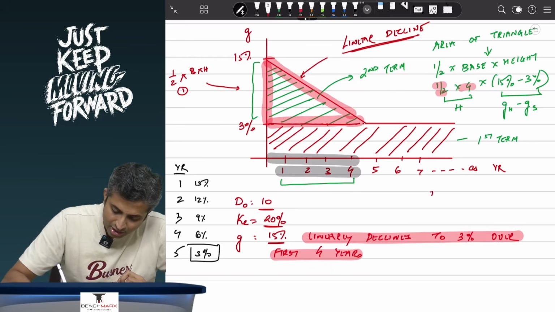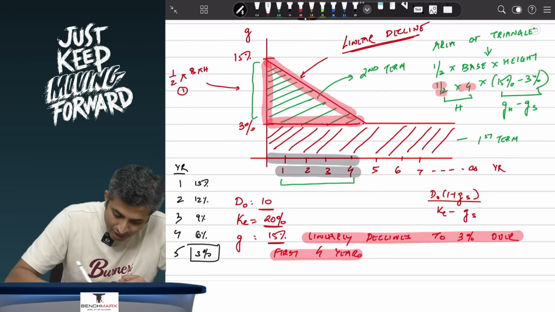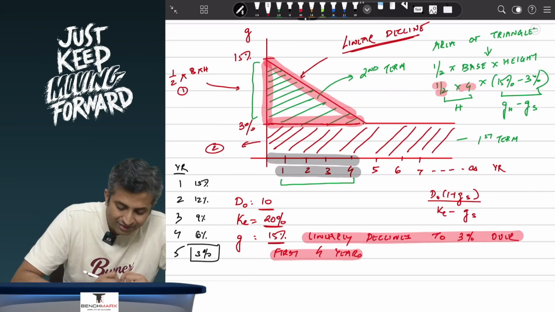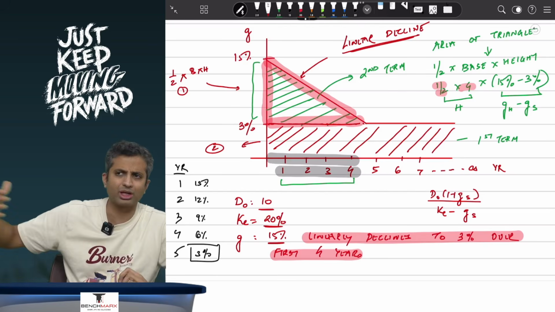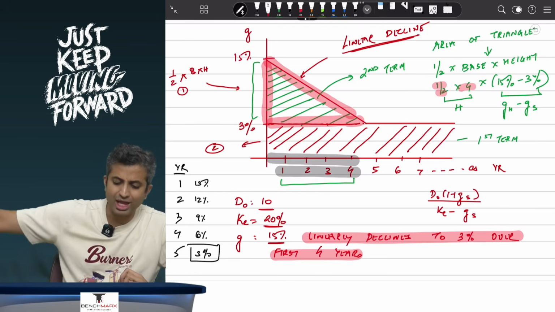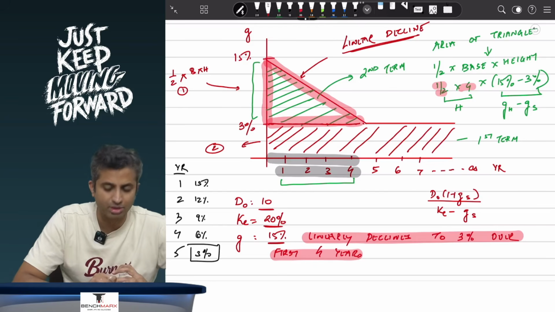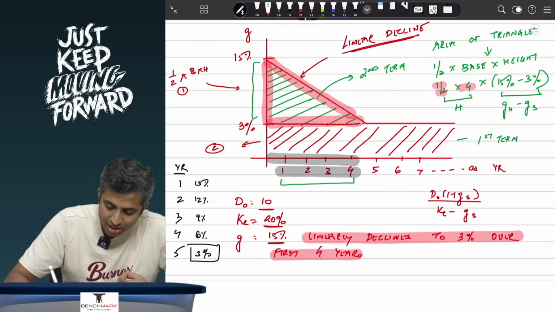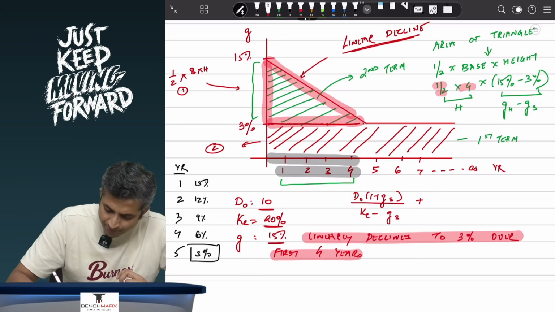So if I look at D0 into 1 plus g of the stable growth phase upon Ke minus g of the stable growth phase, this part will give me the entire area of this second point. So let's say my dividend was 10 and it was growing at the rate of 3%, and that will be derived directly from this part. But to this you will have to add the area of the triangle as well, because your growth is not just 3%. So ideally this is half into the base.